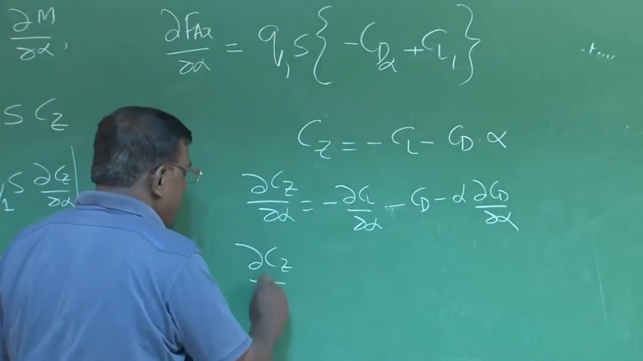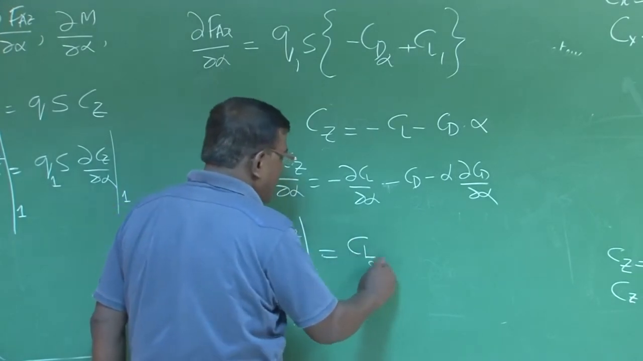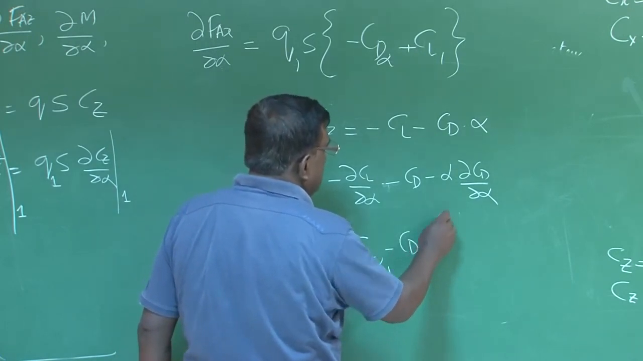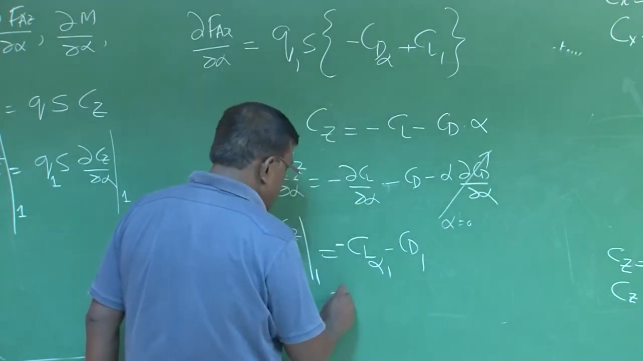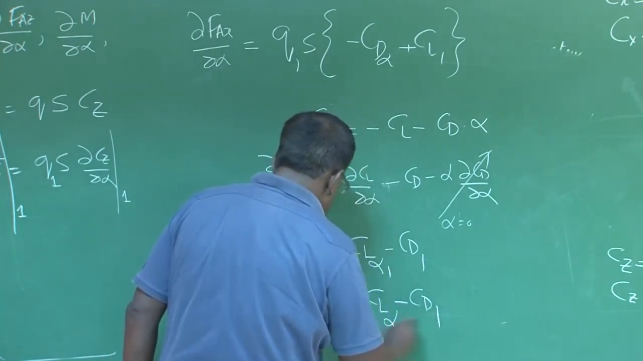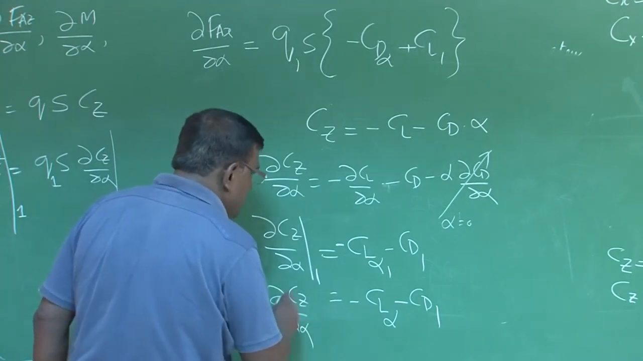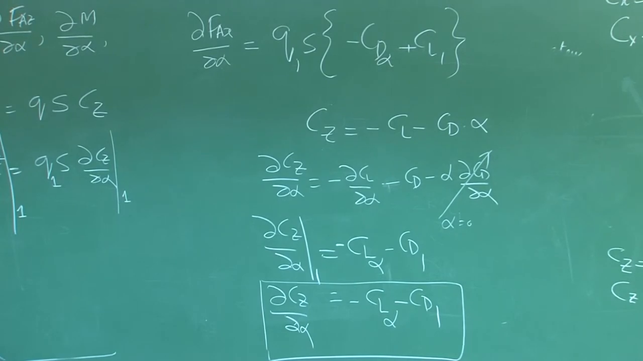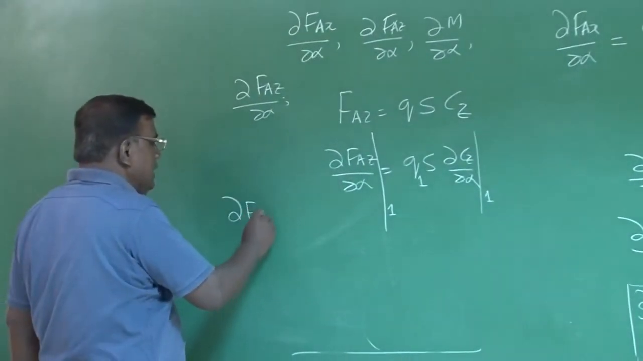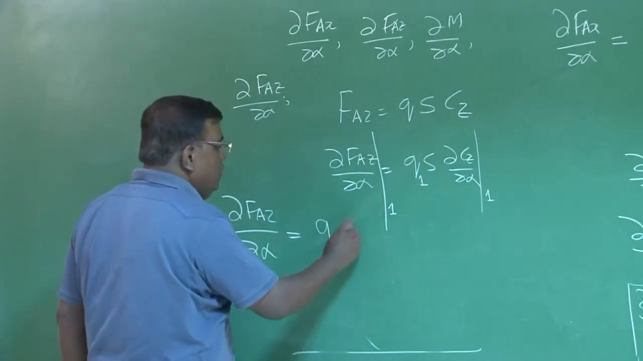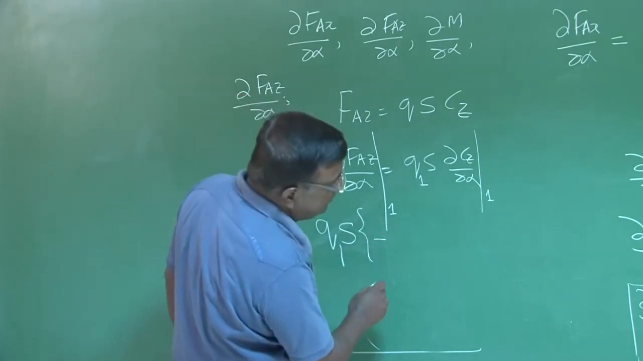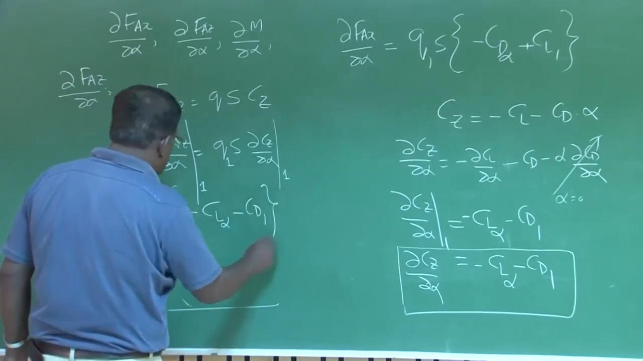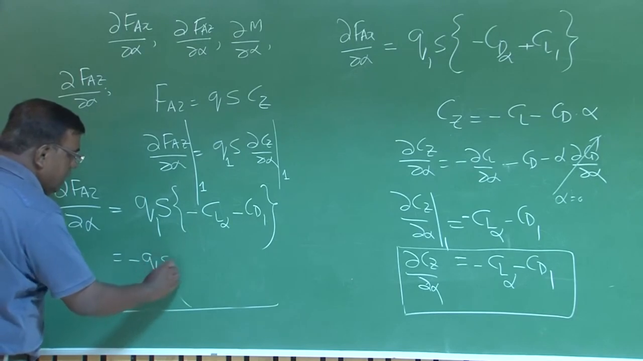So dCz by d alpha at steady state becomes minus CL alpha minus sine alpha one times CL one minus CD1, and because at steady state alpha equals 0, that term goes. So this is minus CL alpha minus CD1. This is dCz by d alpha. I can remove this alpha one. CL alpha is the lift curve slope of the whole airplane. So once I know this, dFaz by d alpha will look like this: Q1 S into minus CL alpha minus CD1. And in textbooks, you might have seen the minus taken outside, and this is written as CL alpha plus CD1.